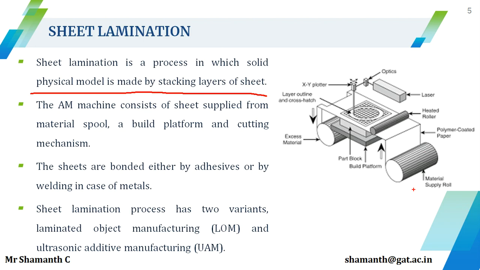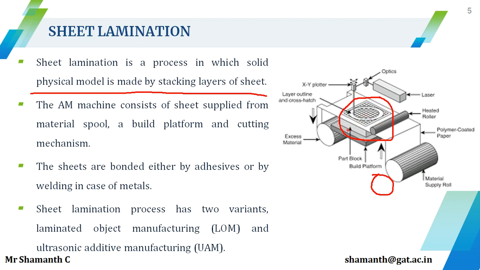So this machine consists of a spool of sheet which is rolled on a roller, and one serves as an input, while the other roller serves as collecting excess material after it has been cut. When the roller rotates, the sheet is placed on the build platform, and once it is placed, there is a source which is used to cut the material that has been placed on the build platform.